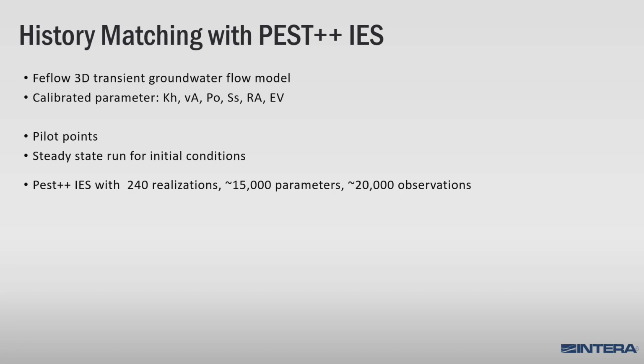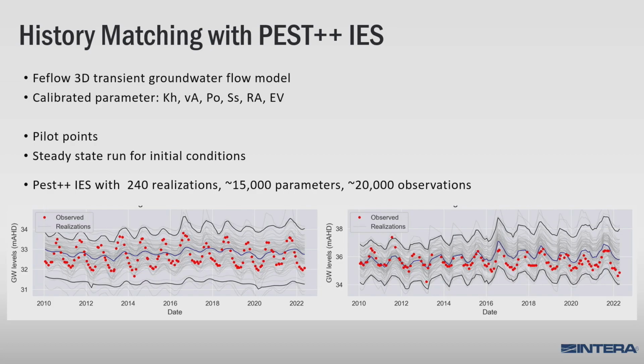Each calibration period included running a steady state model using the results as initial conditions for the transient model. And overall, we are running 240 realizations, about 15,000 adjustable parameters, and 20,000 observations, spatially and temporal. So just two observations, two results.